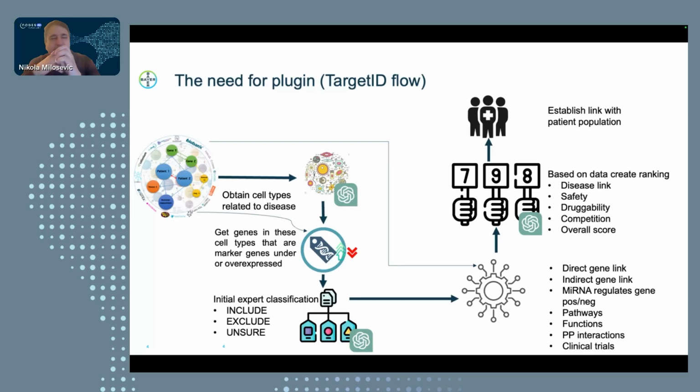And then there was an initial run of an LLM classifying these genes, whether they should be included in further analysis or they're irrelevant, or the LLM can be unsure as well. And then we would pull more data from the knowledge graph. So this could be things like whether there is a direct gene disease link, whether there is an indirect link. I believe we looked at up to 3 hops.